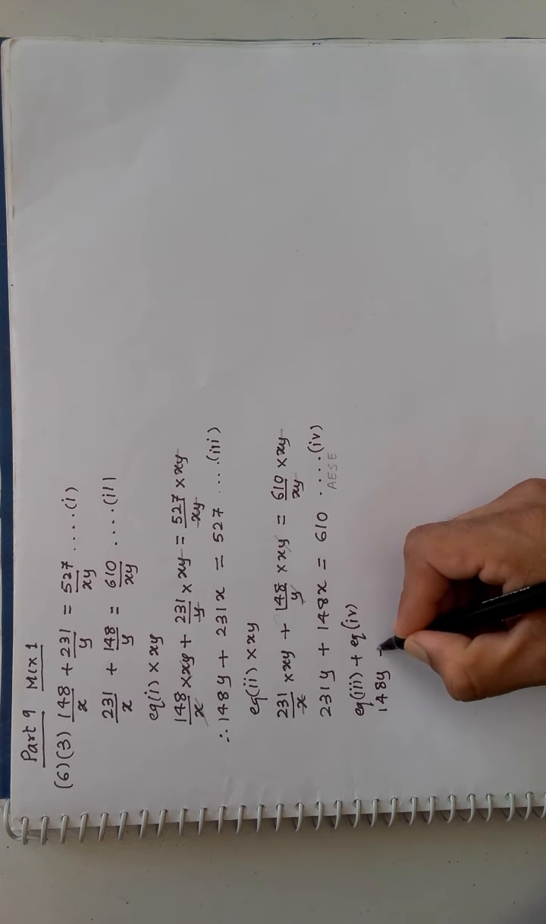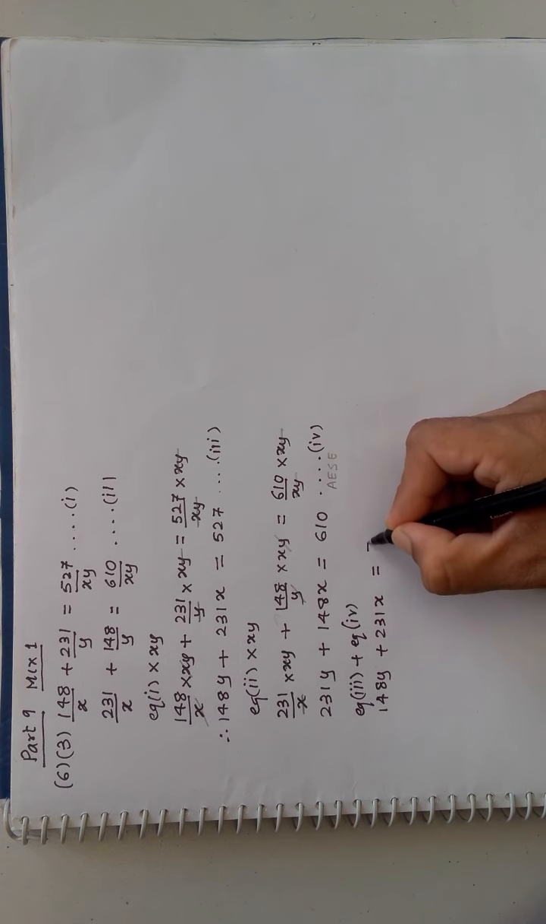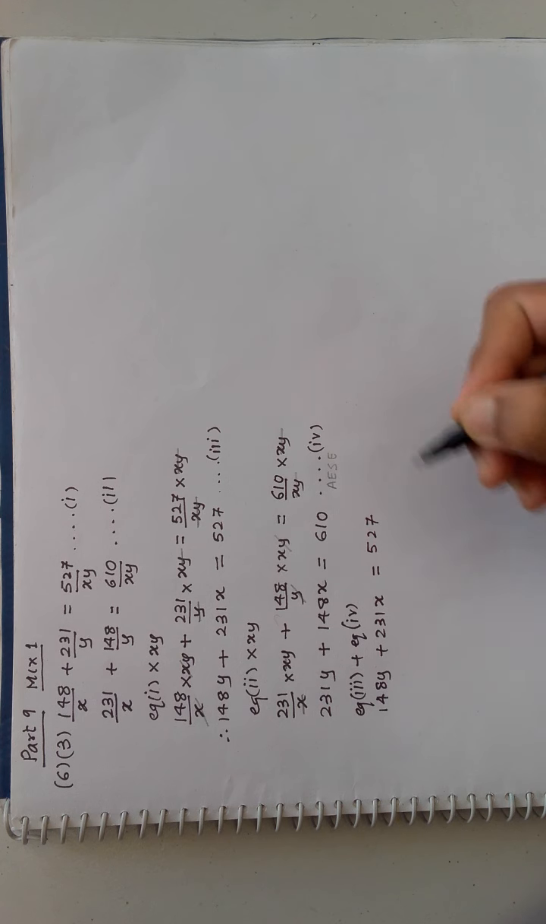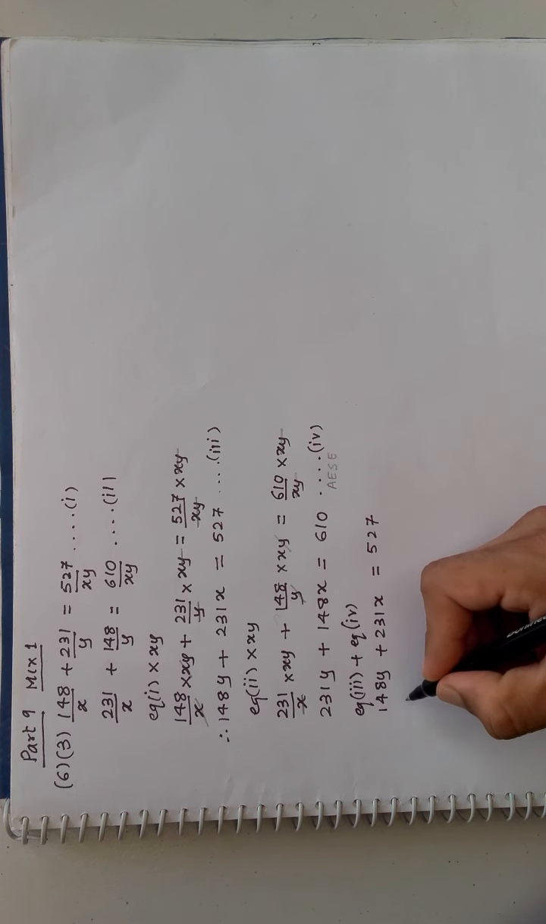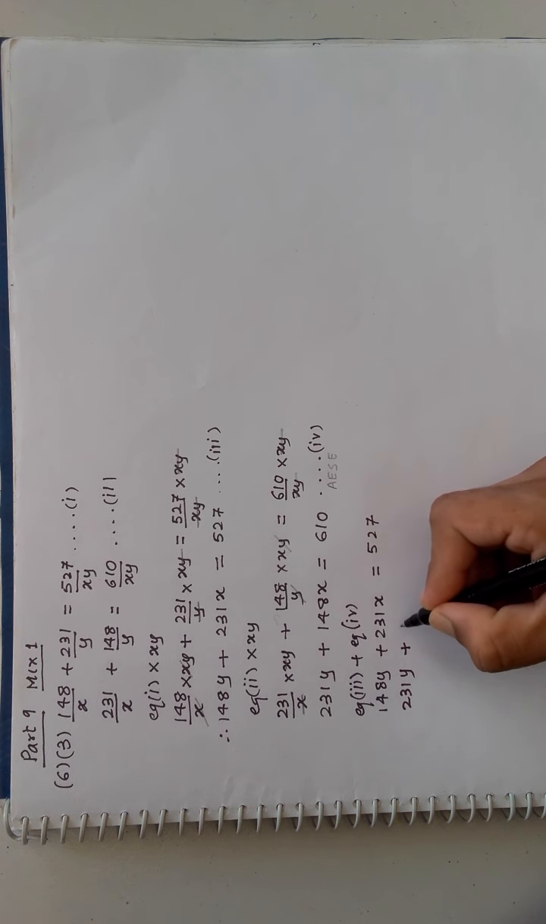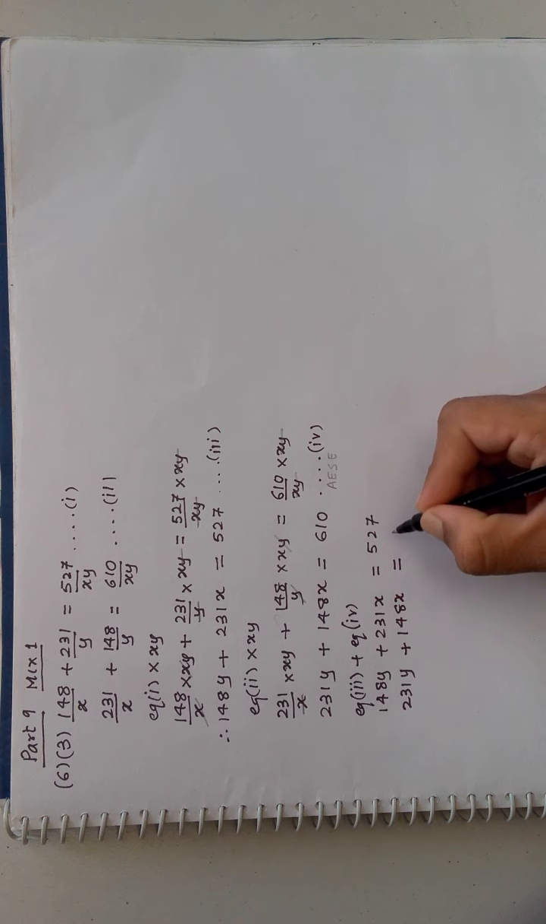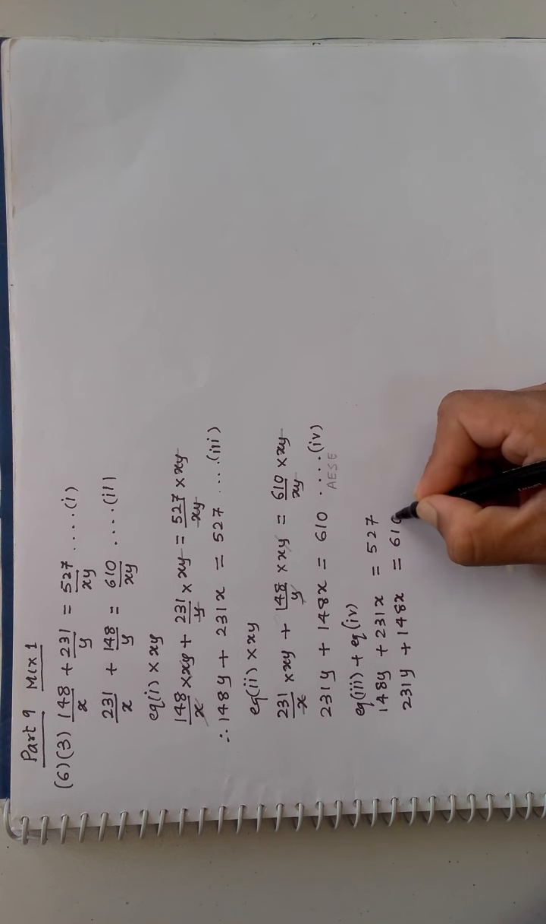So you get here 148y plus 231x is equal to 527. Then I have 231y plus 148x is equal to 610.